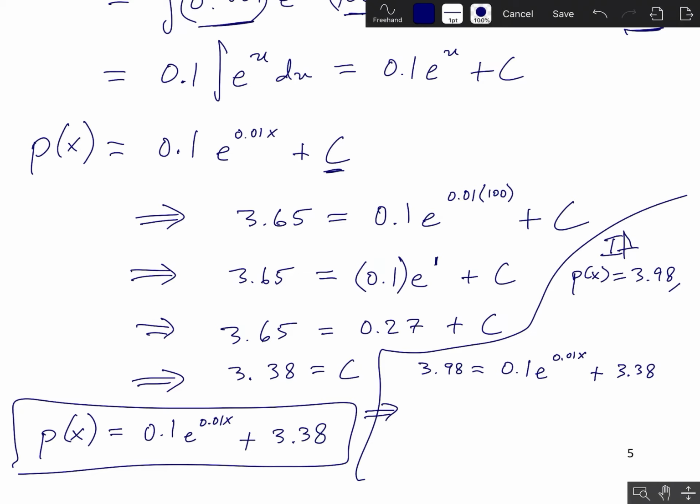So this is just an exponential equation. We're going to first isolate the exponential term, and then we'll take a logarithm to get x by itself. So I would subtract 3.38 from both sides. That would give me 0.6 is equal to 0.1 e to the 0.01x. Next, to get the exponential factor by itself, you can multiply both sides by 10. So that would give you 6 is equal to e to the 0.01x.